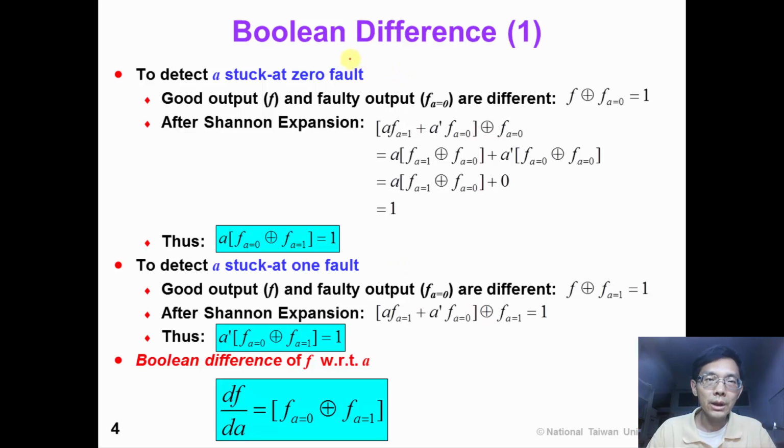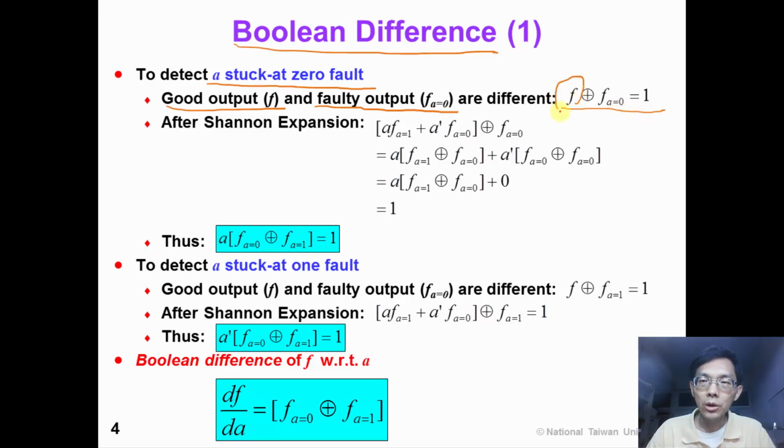Now we will introduce the concept of Boolean difference. To detect input a stuck at 0, the good output f and the faulty output, which is f sub a equal to 0, should be different. So we can write the Boolean equation as f exclusive or the negative cofactor equals 1.